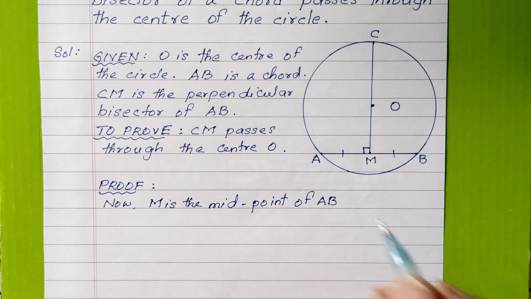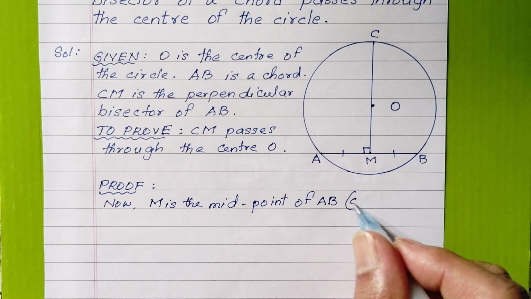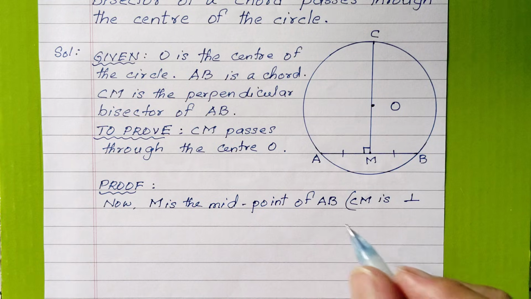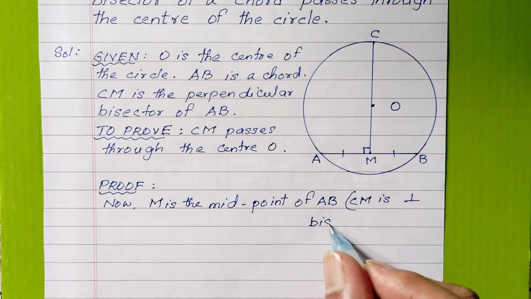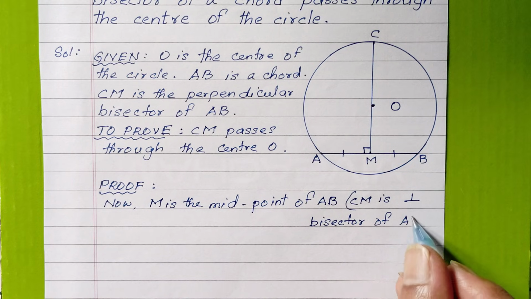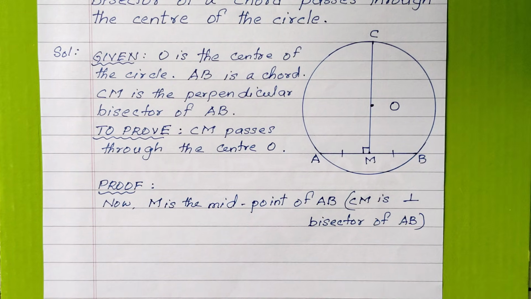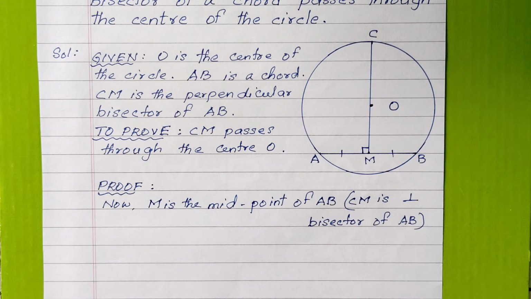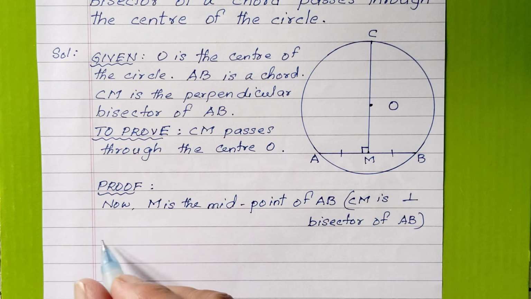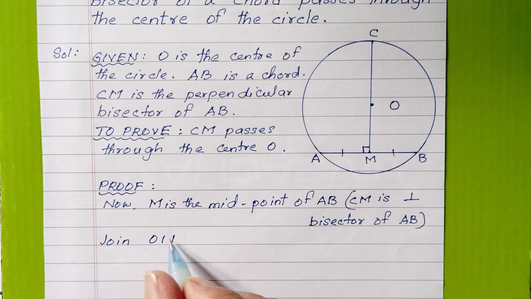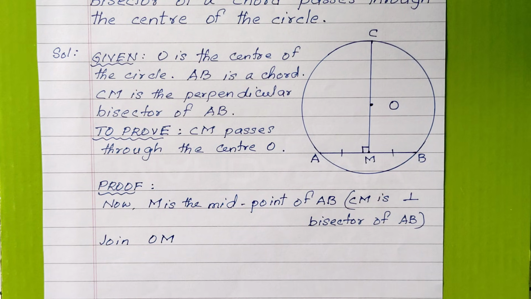Why is M the midpoint of AB? Because CM is the perpendicular bisector of AB. So when CM is a perpendicular bisector, M will be the midpoint of AB. Now what will we do? We will join OM.